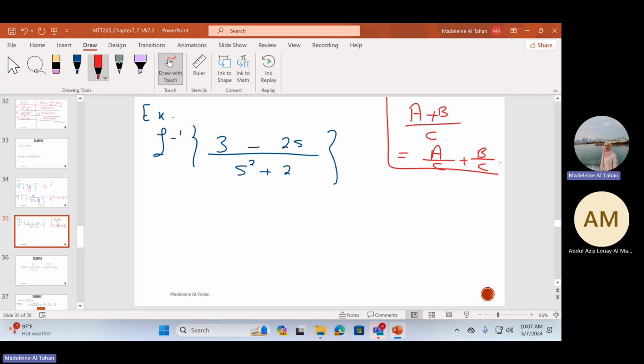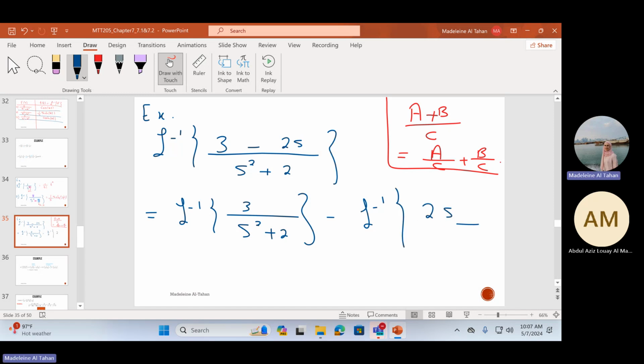How can we write this one? Can we write it as inverse Laplace of 3 over square root 2 minus inverse Laplace of 2s over s squared plus 2? Can we write it in this way? This 3 that is here, can I put it outside? And this 2 that is here, we can put it outside, right? Okay, miss. Continue it now.